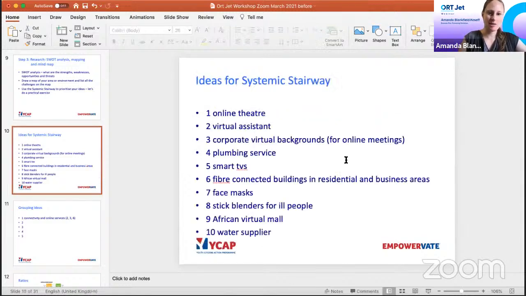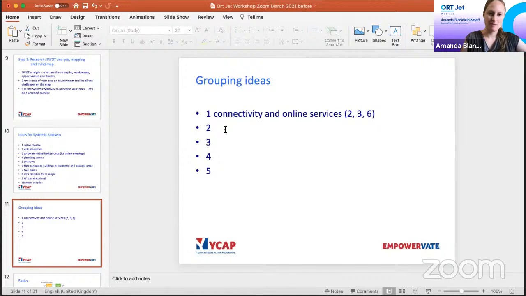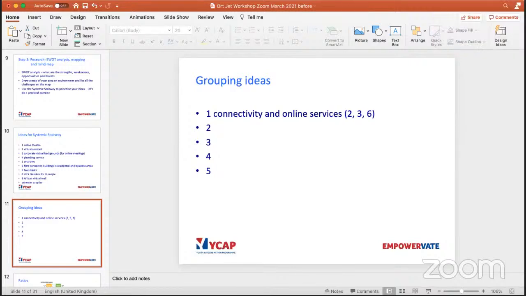So there's this online theater, plumbing service, smart TVs, face masks, stick blenders, virtual mall. I think that online theater might go nicely with virtual mall. They're both online, they're both experiences. Who thinks that that could be a good idea? Online theater and virtual mall? Got a chat here. Agree, 2, 3, and 5. Great.